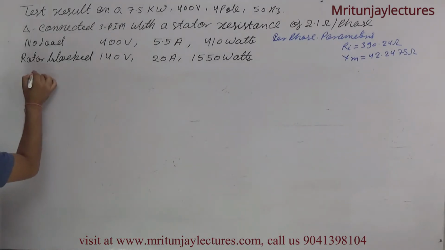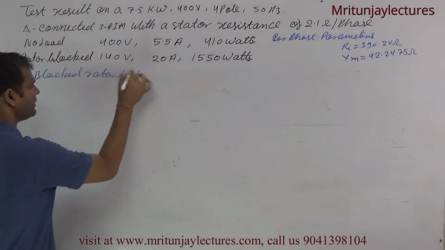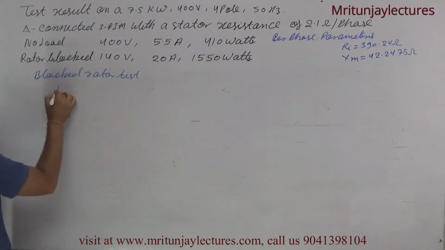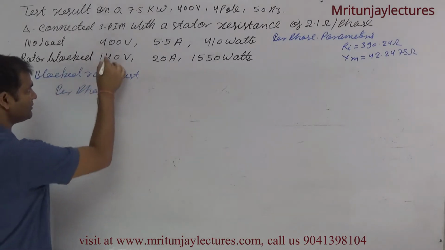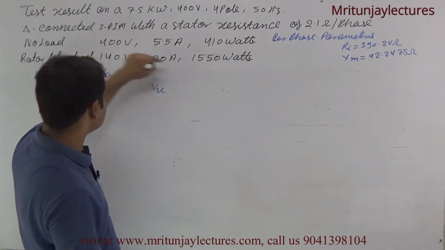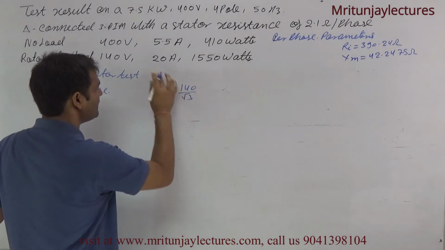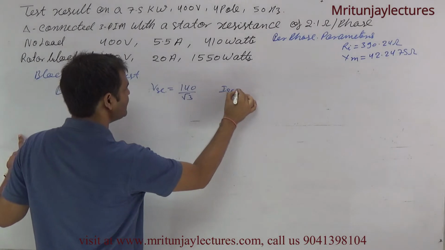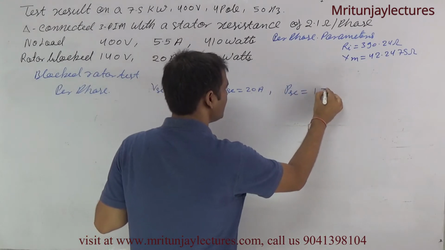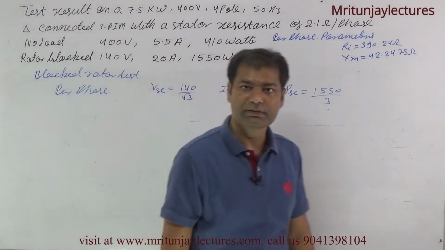Now in case of block rotor test, VSC is first of all written in per phase parameter. We have considered the connection in star, so VSC is equal to 140 divided by root 3, and ISC is equal to 20 ampere. What about PSC? PSC is written as 1550 divided by 3, per phase.